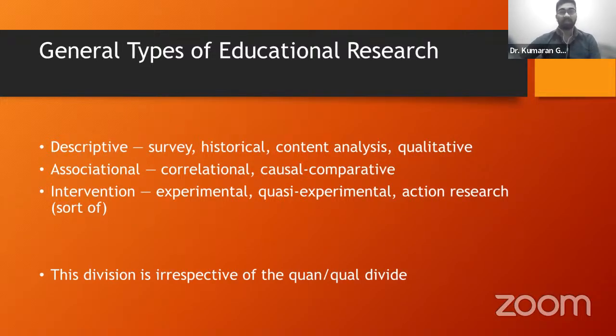Not only that, associational research is more about correlation, causal, comparative, and so on. When we talk about intervention, it is more experimental, quasi-experiment, action research, and so on. We can also say historical and content analysis are descriptive, because the researcher describes everything they see or analyse in that book or document. But when it comes to survey, the matter is totally different because it is quantitative.